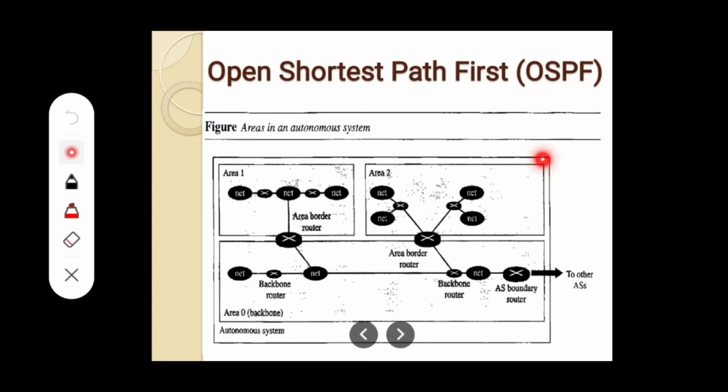OSPF divides an autonomous system into different areas. At the border of each area there is an area border router. This area border router gives the information about this area to the other areas. All these areas are connected through a backbone area. This backbone area has backbone routers which transfer information between each other. Clear? This is the general structure of OSPF.